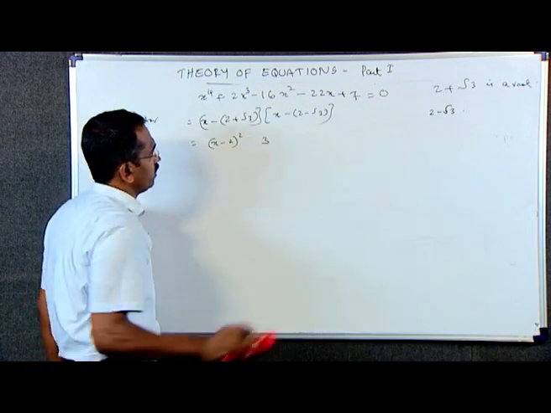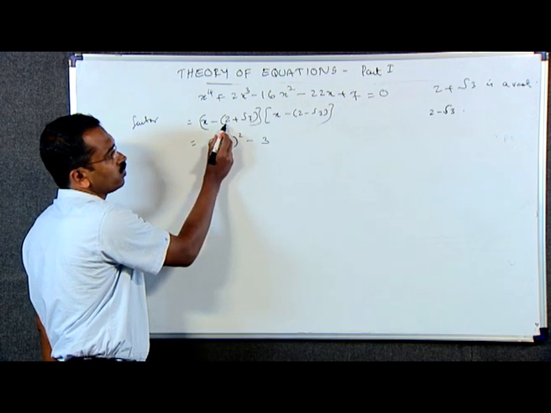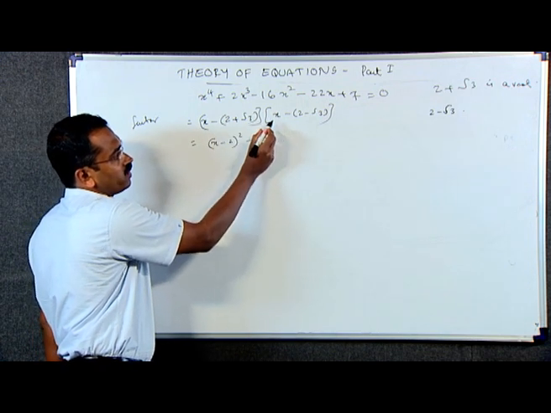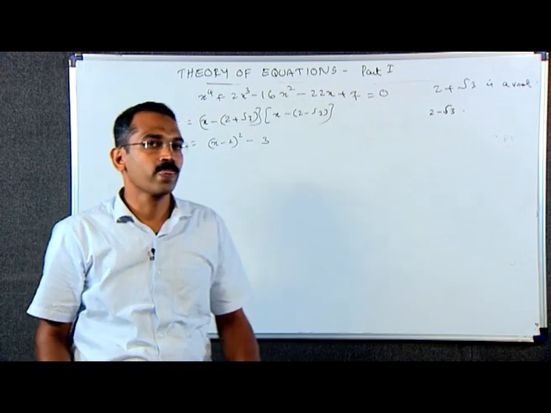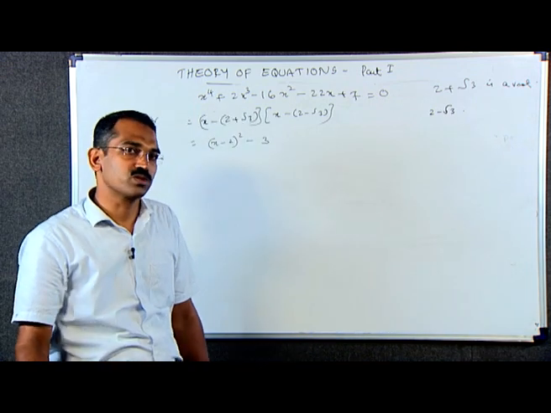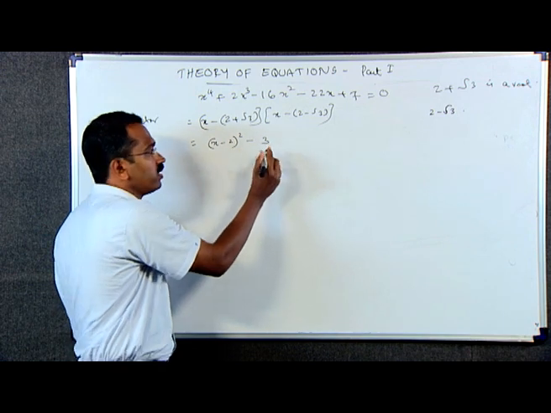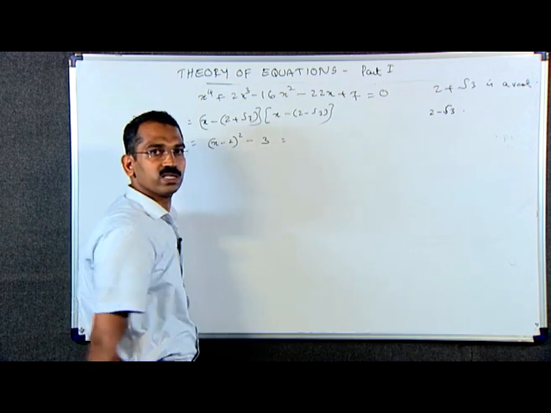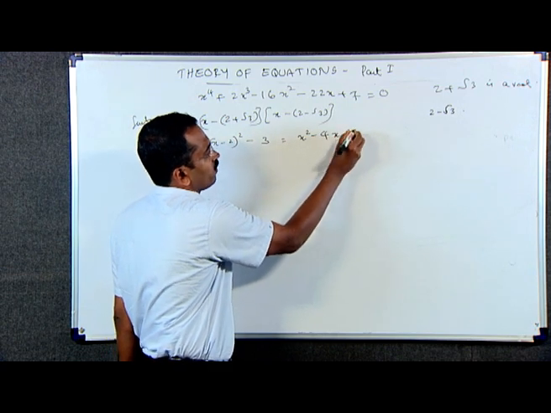Not here plus 3, it is minus, because from here we can write x minus 2 minus root 3 into x minus 2 plus root 3, which is of the form a minus b into a plus b, that is a square minus b square. Therefore, we can write x minus 2 whole square minus 3, which is equal to, on expanding, we will get x square minus 4x plus 1.